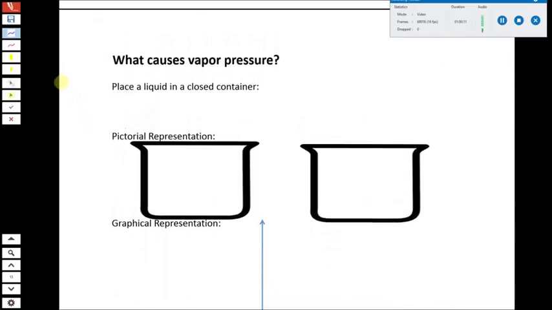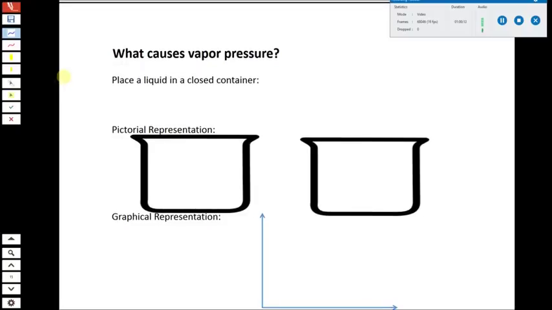Now we can start talking in a little more detail about what causes vapor pressure. We're going to talk about this in words and in pictures. If we put a sample of liquid into a closed container, so we have liquid in a closed container here, this is the beginning when we first put the liquid in.